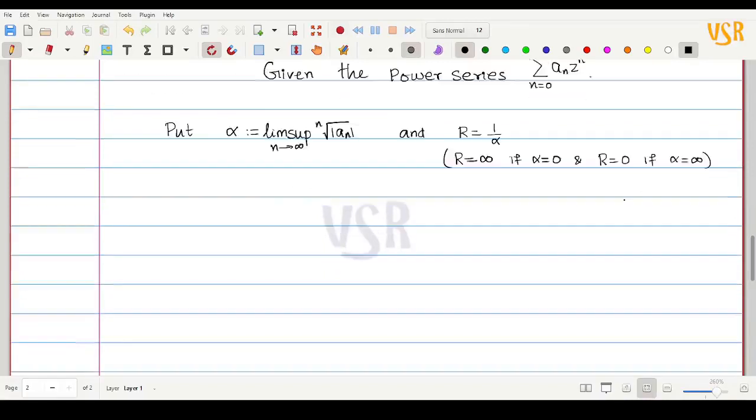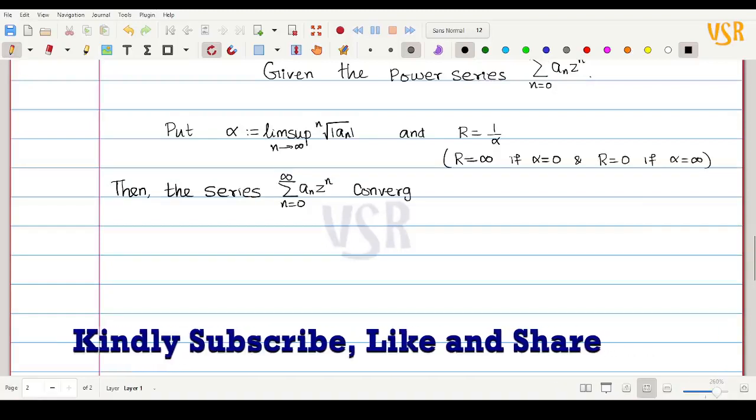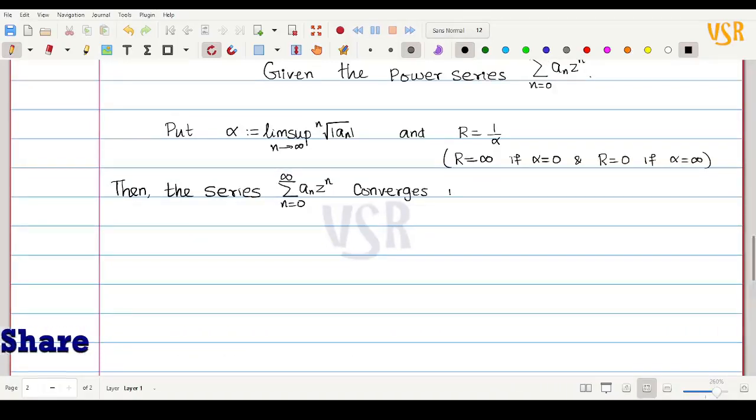ஓகே, தென் ஸ்டேட்மெண்ட் என்ன சொல்லுது அப்படின்னா then the series summation n equal to 0 to infinity a_n z to the power n converges if mod z is less than r and diverges if mod z is greater than r. ஓகே, இதுதான் நான் இப்போ ப்ரூஃப் பண்ண வேண்டிய ஒரு தியரம்.